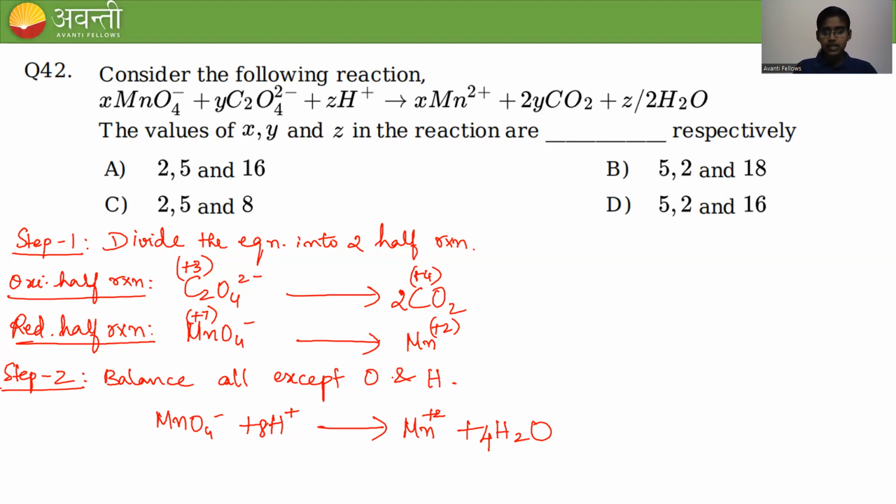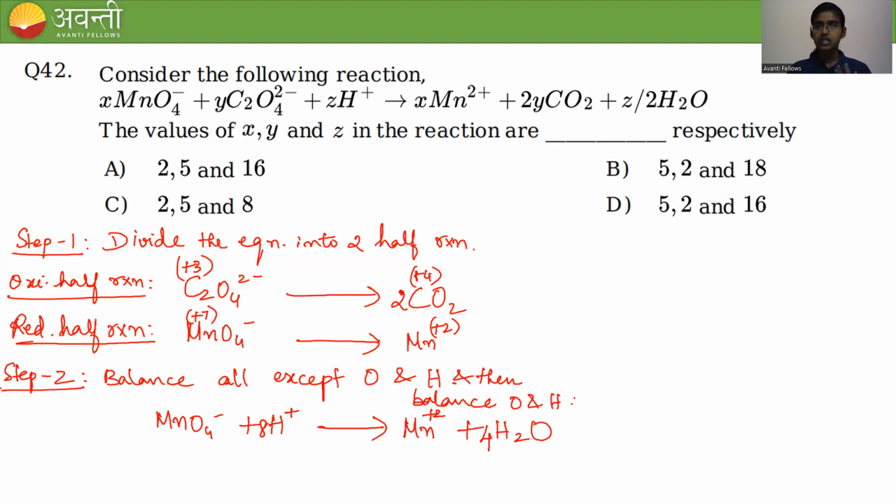So balance all except oxygen and hydrogen, and then balance oxygen and hydrogen also. Okay. So step 2 and step 3 I have done in a single step itself. And next what we have to do, we have to balance the charges also, right?